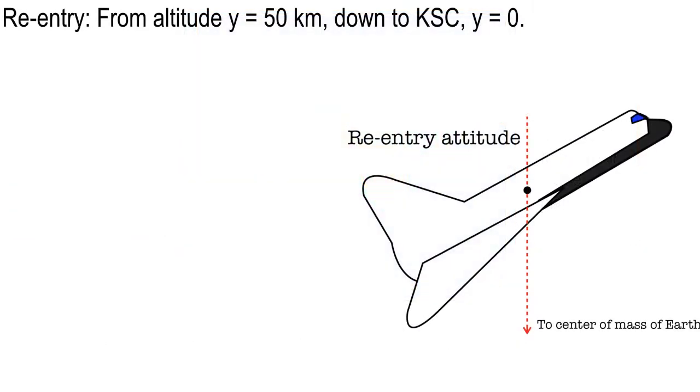And then what we're going to do is bring it down from 50 kilometers down at the Kennedy Space Center, which is basically y equals 0, sea level pretty much. And that's going to burn off a lot of energy. So let's kind of put this together.